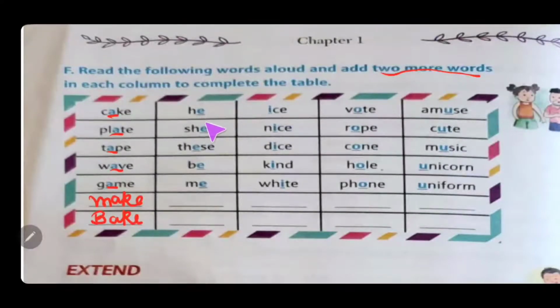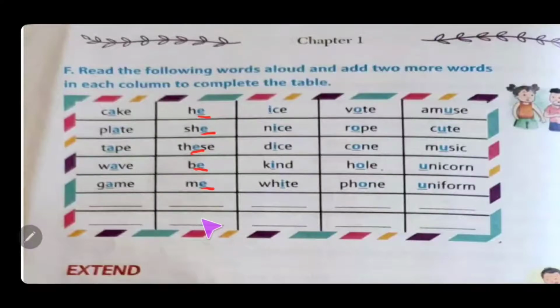Similarly, in this column, the words are he, she, these, be, me, right? So in all these words we can see that E is common. Like in he, E is there. She, E is there. These, E is there. Be, E is there. Me, E is there.